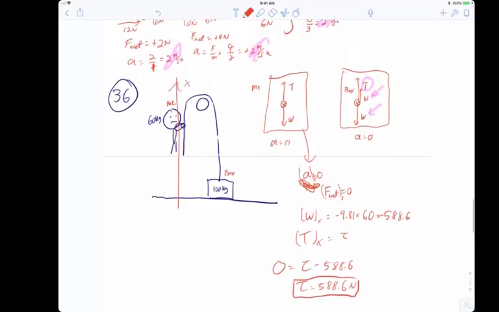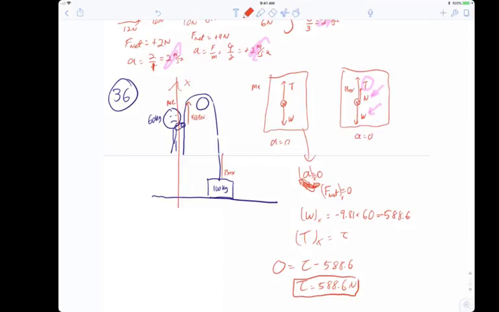So this tension is pulling this one up with 588 newtons. Tension's pulling this one up at 588 newtons. Of course, the 588 newtons isn't enough to hold up the weight of the 100 kilogram box, but the normal force helps with that too.